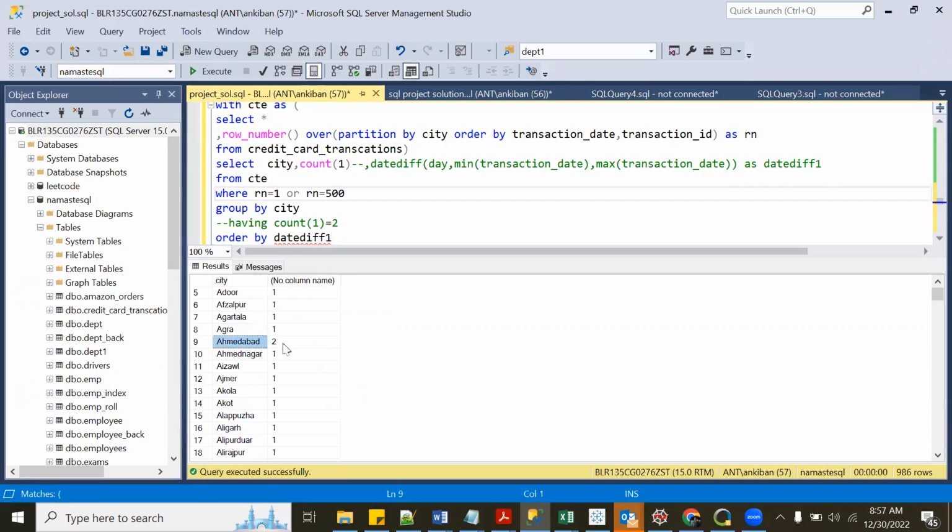For Ahmedabad, we had two rows after this filter, for rank 1 and 500 both, so this count is 2. That's why you're putting HAVING COUNT equal to 2. So that I don't get those which never reached 500. I don't care about them. Oh, right, got it. Okay.